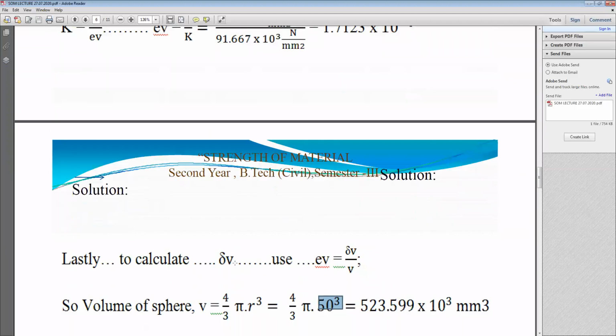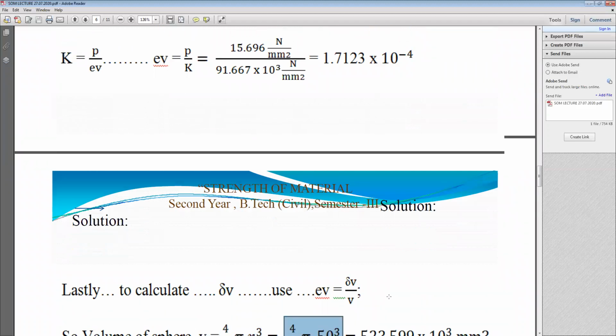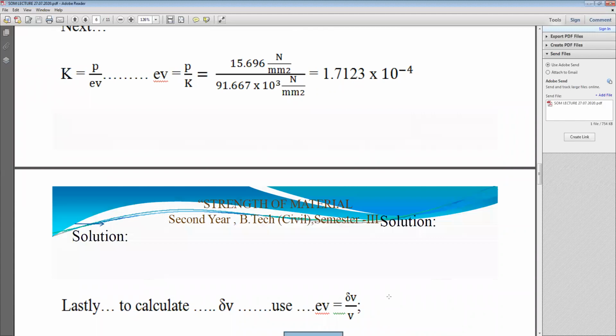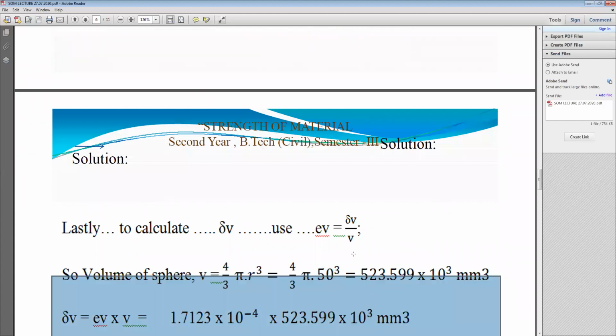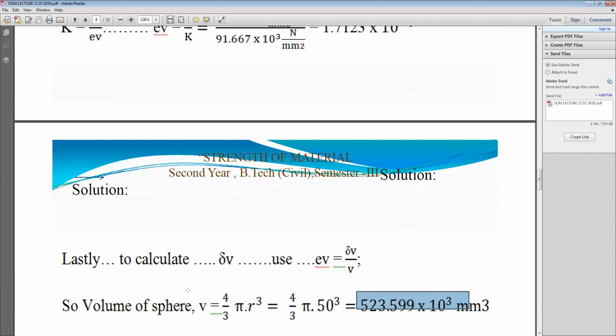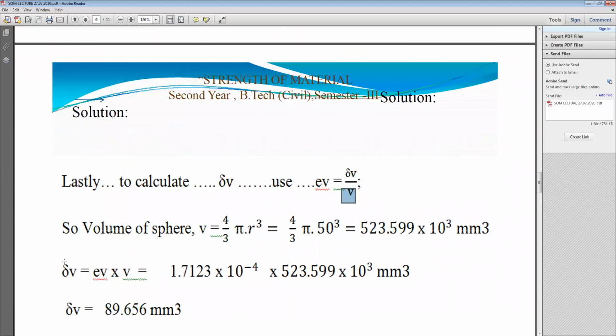So 4 by 3 into pi r cube, 4 by 3 pi into 50 raised to 3. What is the value of small v? Small v is equal to 523.599 × 10^3, and since 50 is in terms of mm, small v should be in terms of mm cube. Do not forget. That is the volume of that sphere. So lastly, to calculate the delta V, EV into V gives the delta V. Please write down delta V is equal to EV into V.